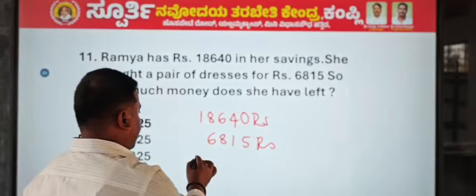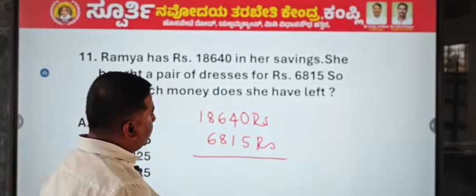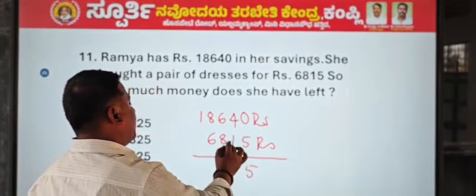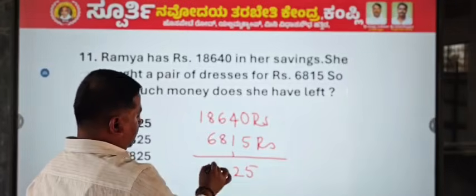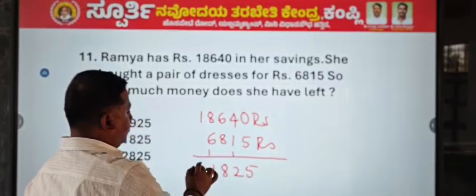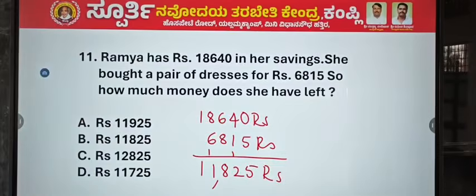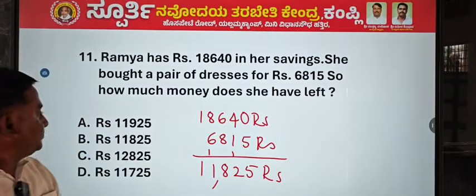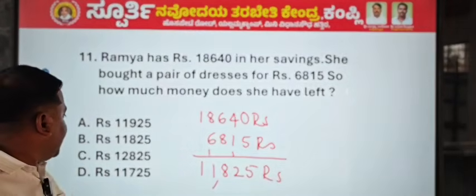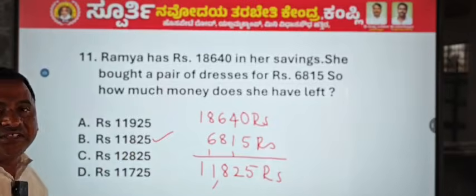Left means you have to subtract. Here 0 minus 5 does not happen. Take borrow from the previous number, you will get 10 minus 5, 5. 4 minus 2, 2. And 16 minus 8, 8. 8 minus 7, 1, and 1. 11,825 rupees. Here in the first option 11,925 is there, it is not correct. In second option 11,825 is there. Yes, 11,825 is the right one.